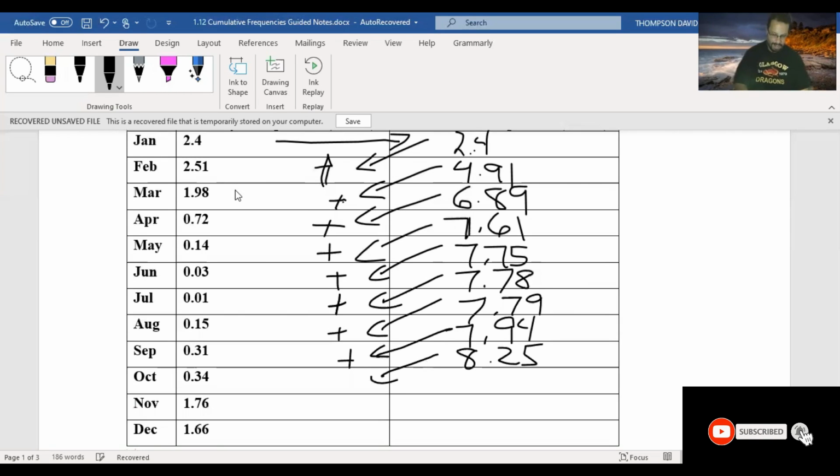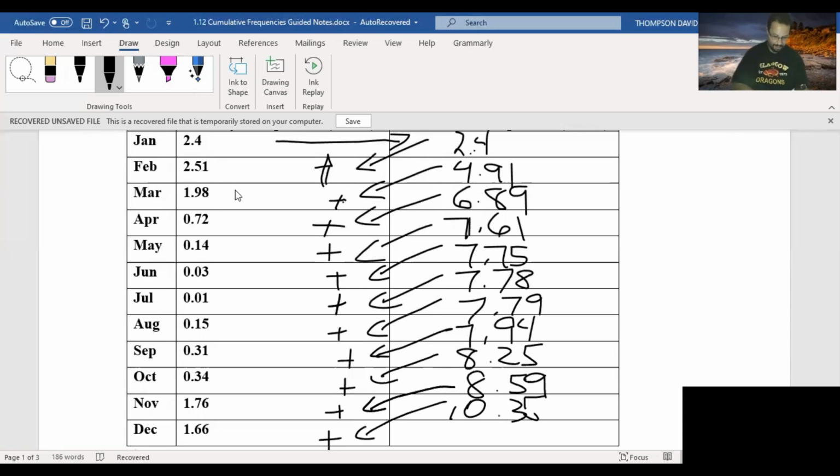Then we'll add in October to have a running total of 8.59. Then we're going to add in November to have a running total of 10.35. And then we're going to add in the month of December to have a running total of 12.01.